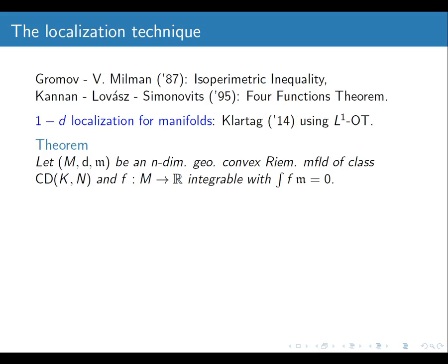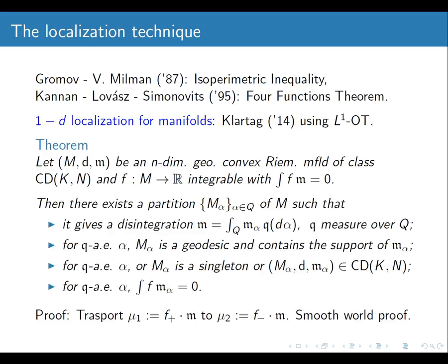So start from a Riemannian manifold that is geodesically convex, assuming that it verifies the curvature-dimension condition, and take a function that has zero mean. So we are still with the same constraint that we saw before. Then he proved the following points. So let's go slowly through these points.